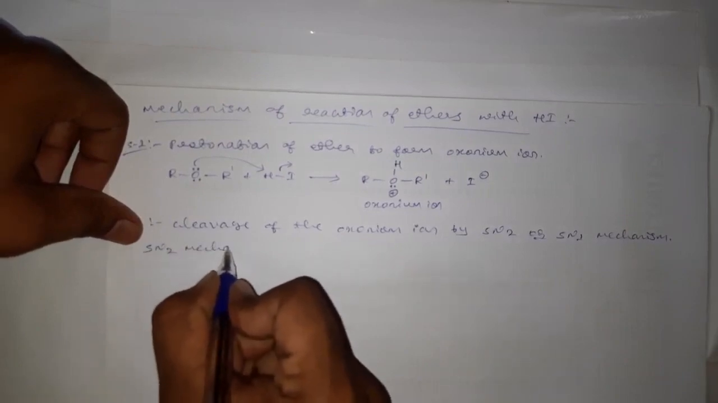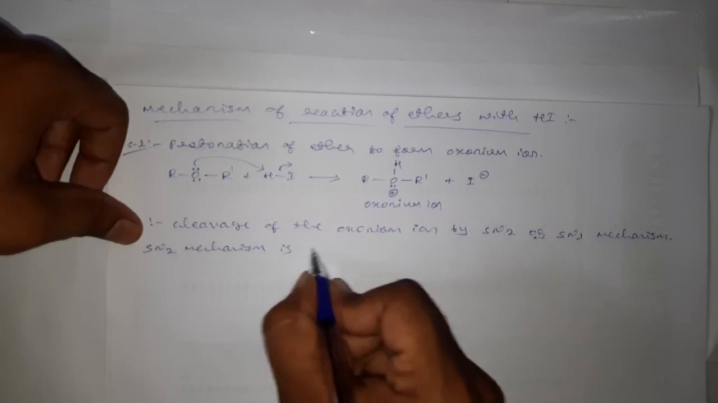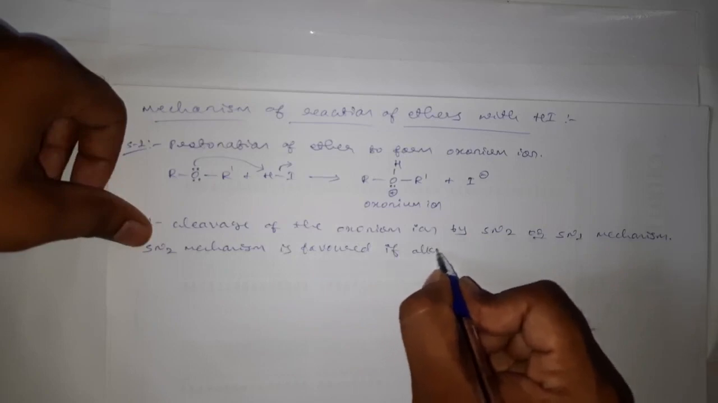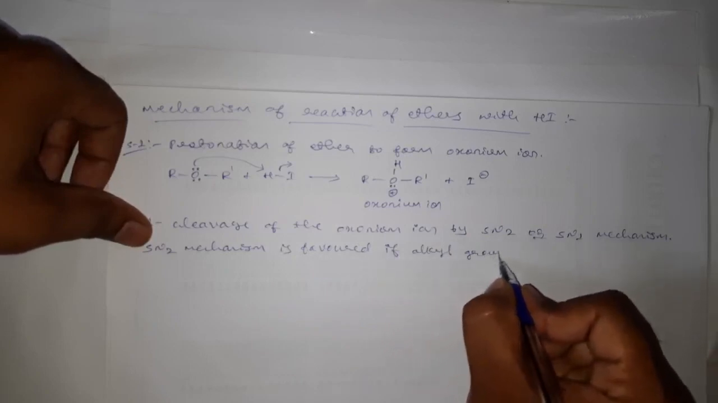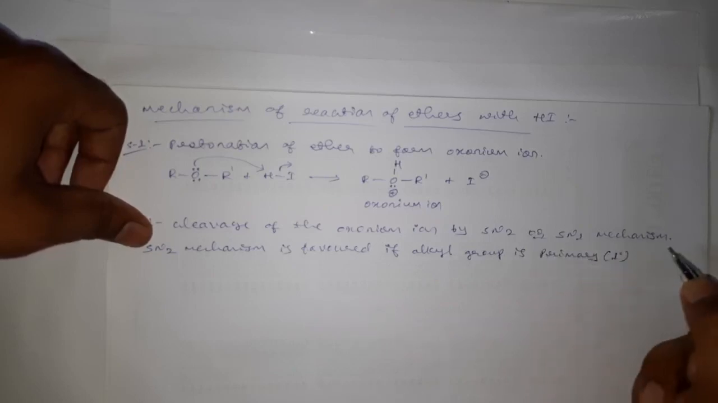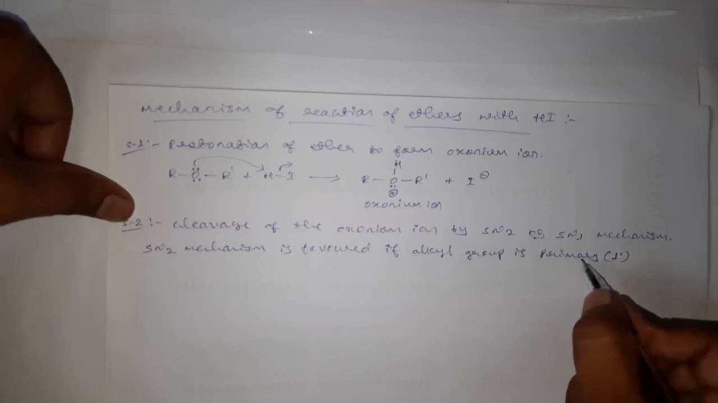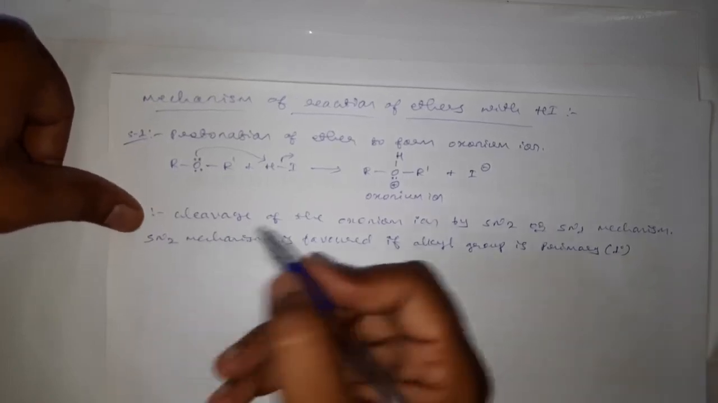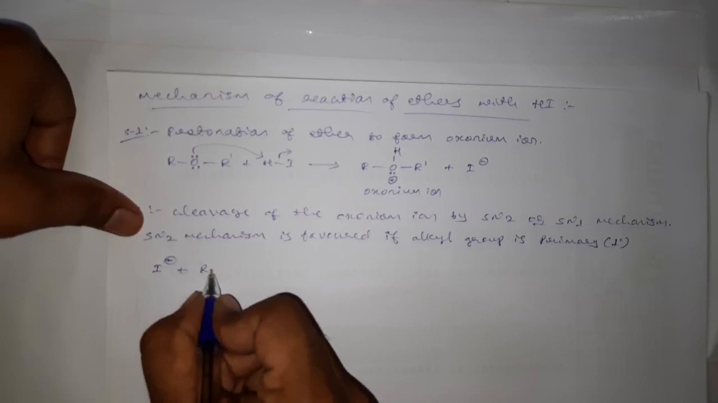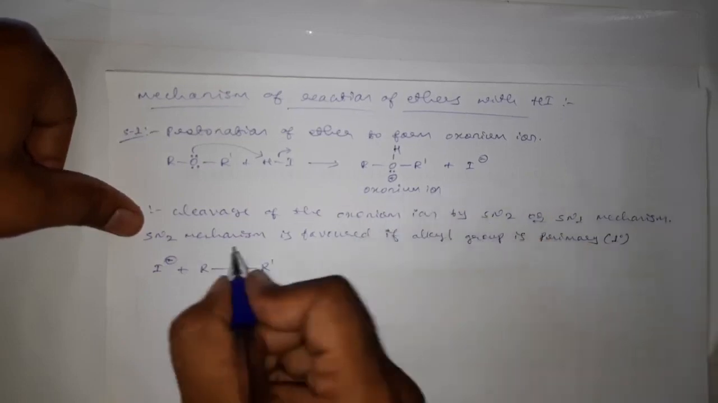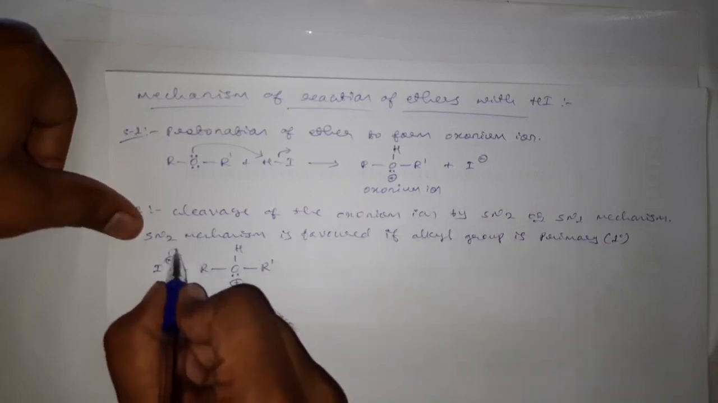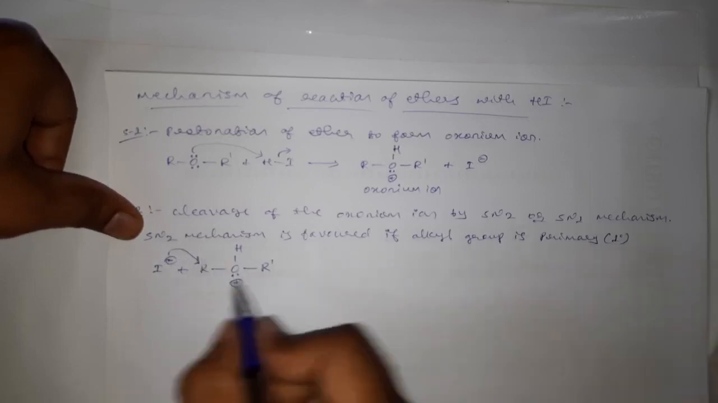See, SN2 mechanism is favored if the alkyl group is primary, that is 1 degree. If the alkyl group is primary, then it follows SN2 mechanism. How? See, this iodine with negative charge, that is iodide ion, will attack on the oxonium ion which is having positive charge on the oxygen, and it will attack on the primary alkyl group, that is R.